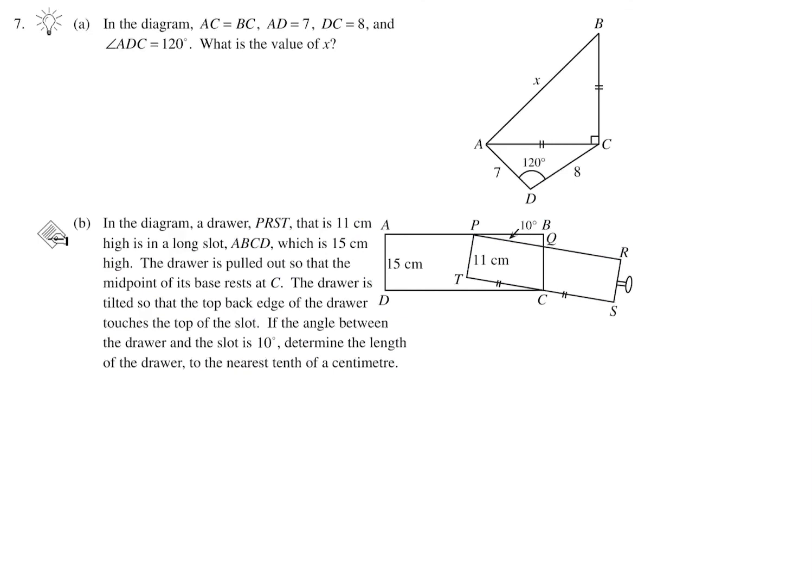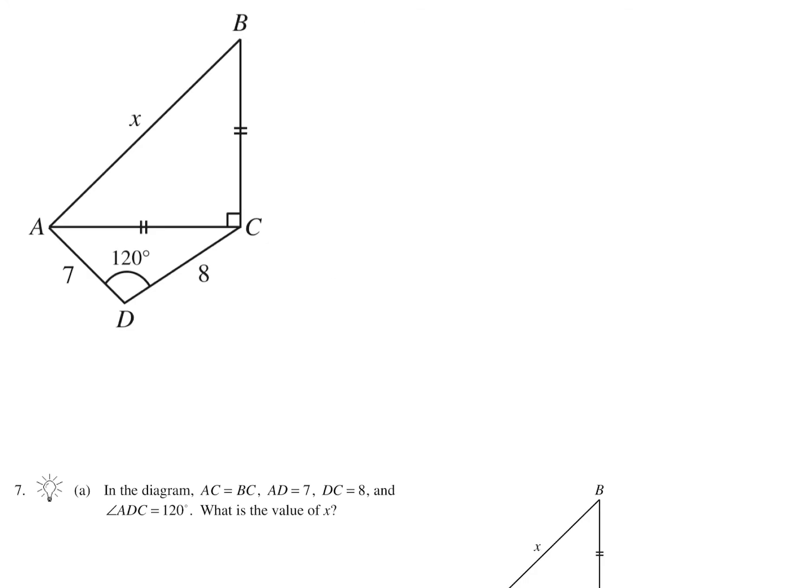In the diagram, AC is equal to BC. AD is 7 and DC is 8. And ADC, that angle, is 120. What is the value of x? So here's that diagram blown up a little bit. And in this question, I immediately recognize that we are going to use the law of cosines.